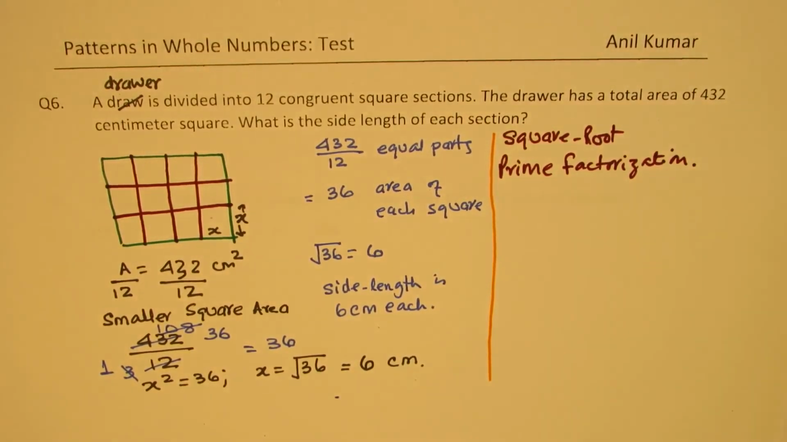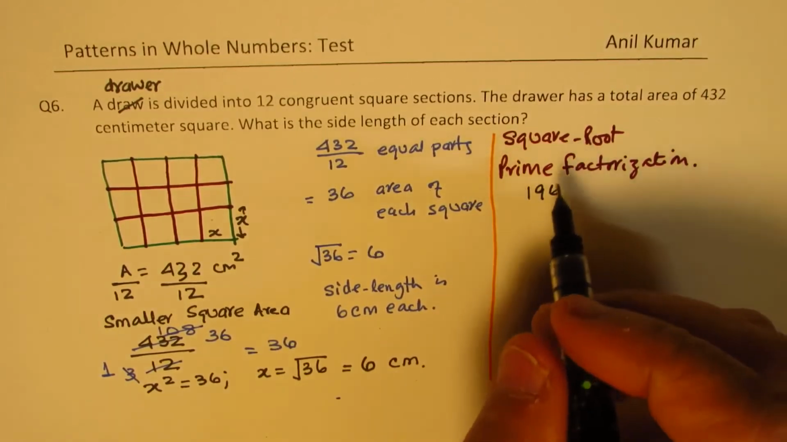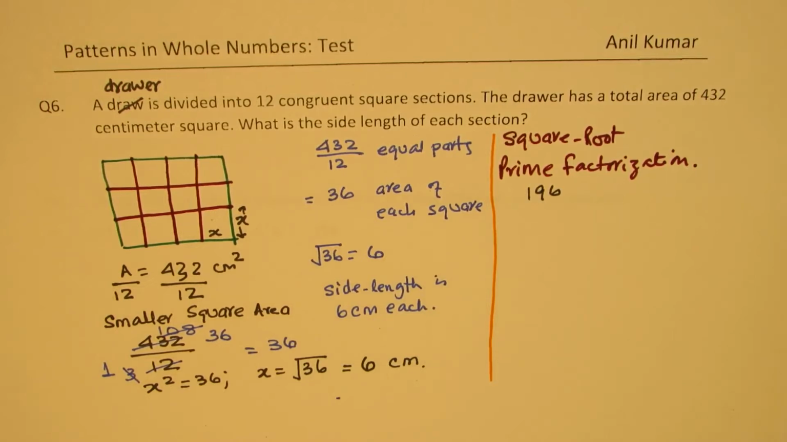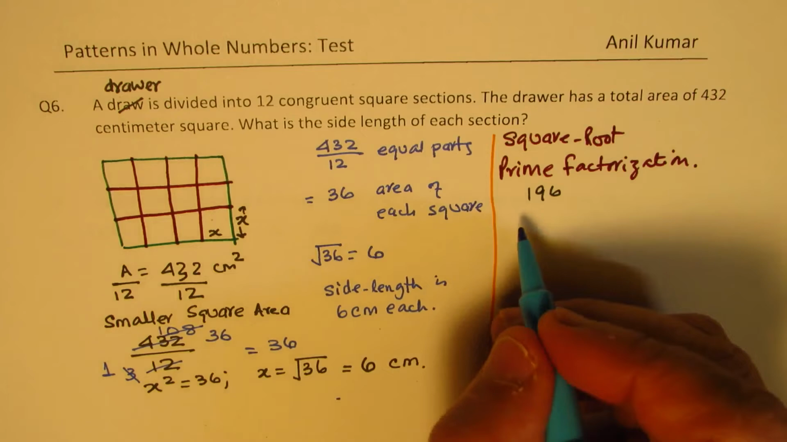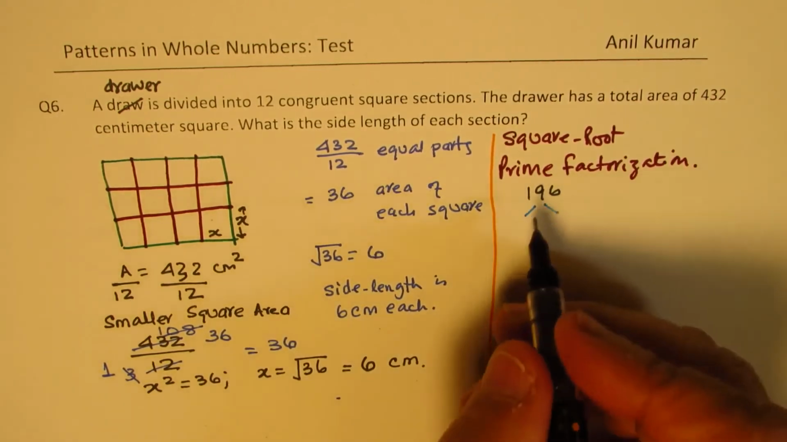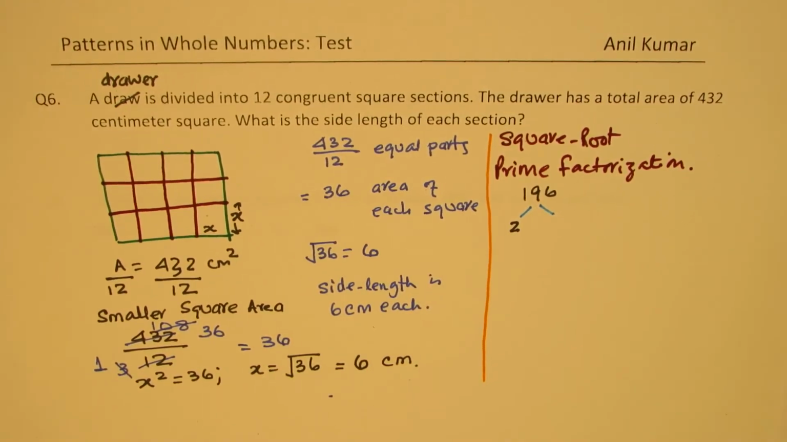So we'll take the number 196. Let's do the prime factorization of the number 196. We're trying to figure out what the prime factors are. Let's divide it by 2 first. So half of 196 is what?